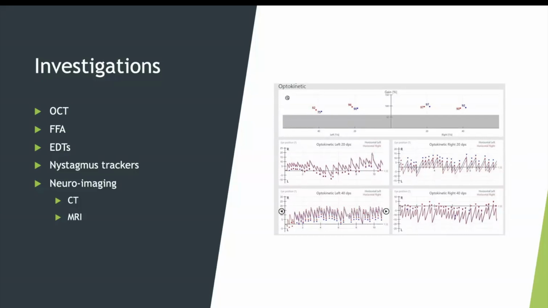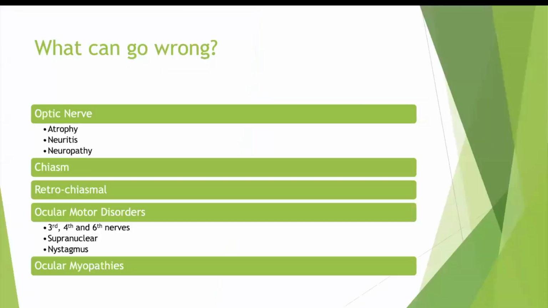And then also neuroimaging, and there'll also be some sessions looking specifically at CTs and MRIs, what you might come across and what you might want to order for the patients as well. But neuroimaging can be really helpful when assessing the optic nerve itself and actually also the entire visual pathway. And this is just a quick snapshot of what can go wrong, just to end with.